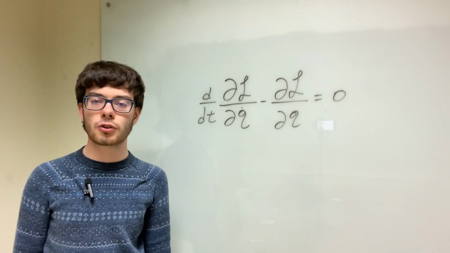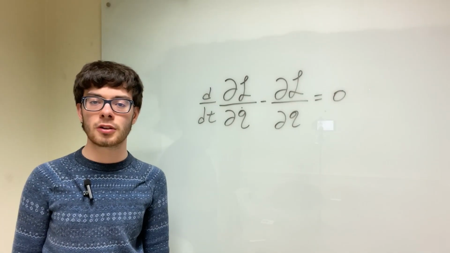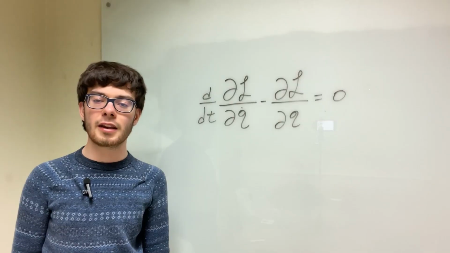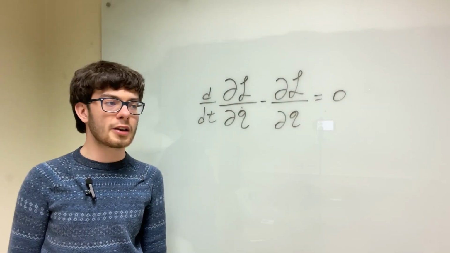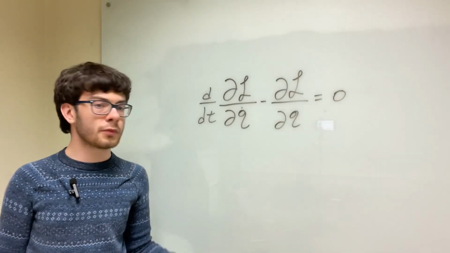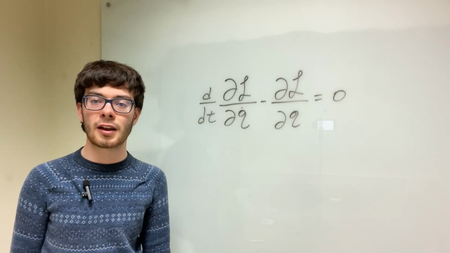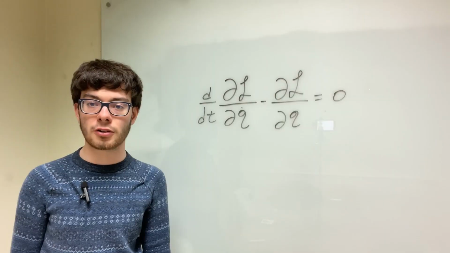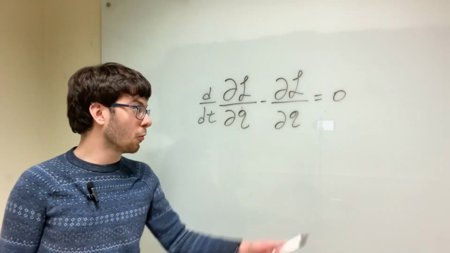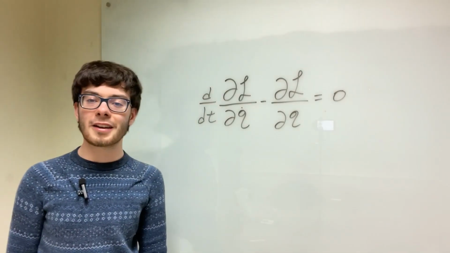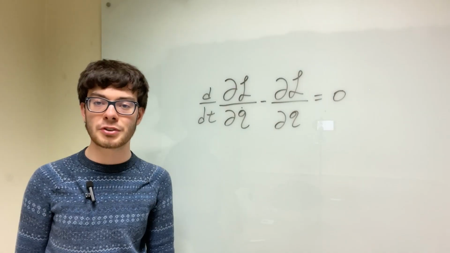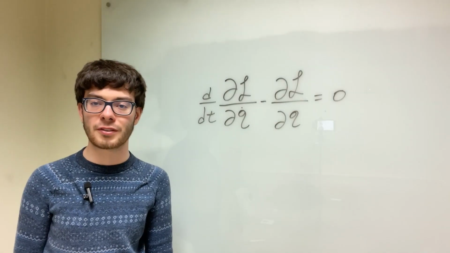The Euler-Lagrange equation is a very powerful equation in classical mechanics and in calculus of variations. Using it, if you have a function known as the Lagrangian, which is simply a system's kinetic energy minus its potential energy, you can plug it into the Euler-Lagrange equation and get that system's equations of motion. So very, very powerful stuff in the world of physics.